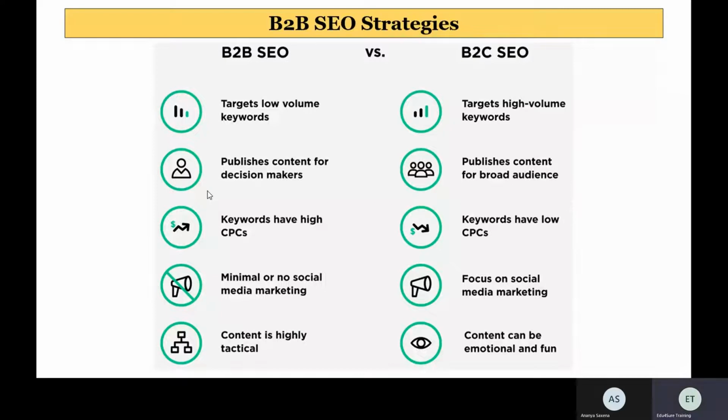Third is that the keywords have a high CPC, meaning cost per click is high in B2B, because B2B buyers are decision makers. Suppose I'm looking for a graphic designer agency, so I will search that I need a visuals maker or a video maker. So I am a decision maker. If a company which provides these kinds of services is buying this keyword, they have to pay more to Google.